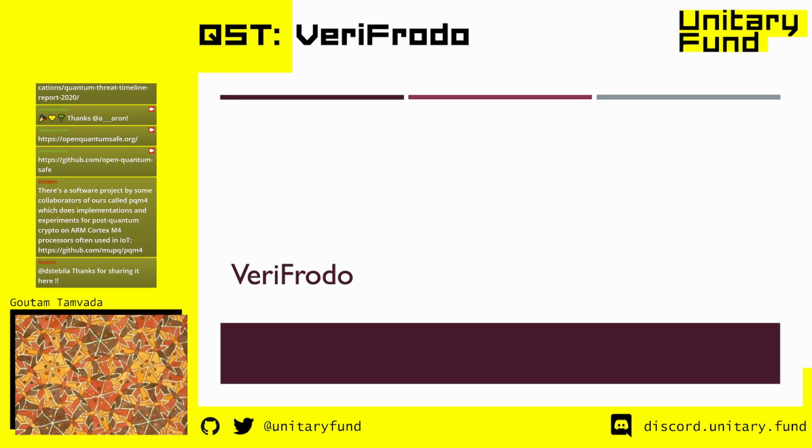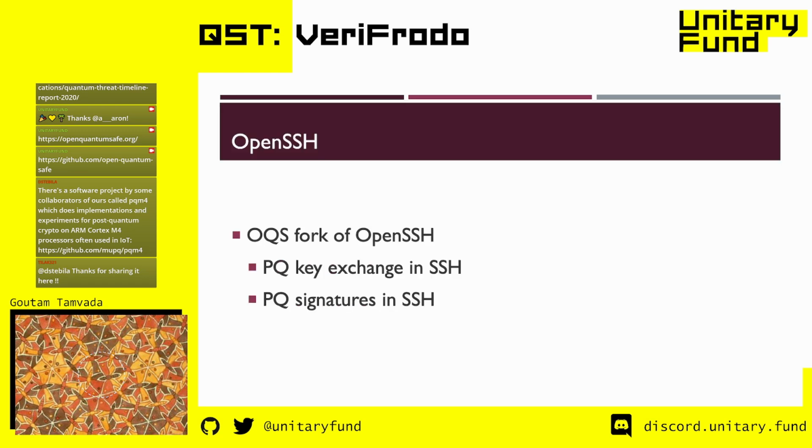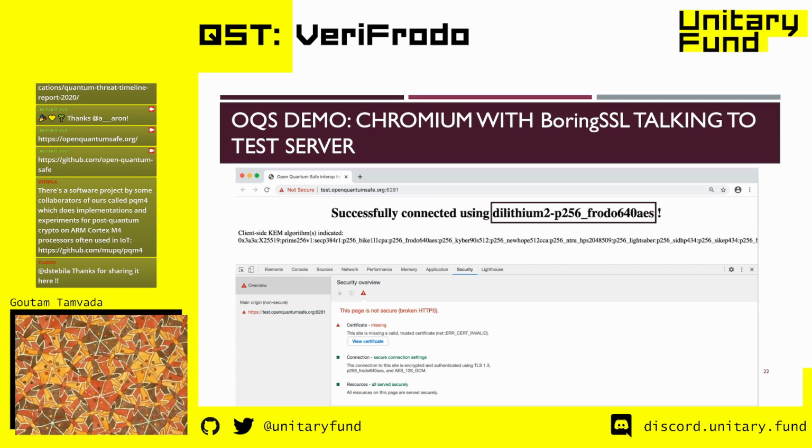Is that test server still up? Yes, it is still up. What is the port number? I was trying to copy that URL so I could put it in chat. 6281 is the port number. Okay. Let's see if this works. Test.openquantumsafe.org 6281. I'm getting a 400 bad request. Oh, the plain HTTP request was sent to an HTTPS port. Maybe I have to manually type in HTTPS. Yeah, I'm not sure if we have automatic redirection to HTTPS.